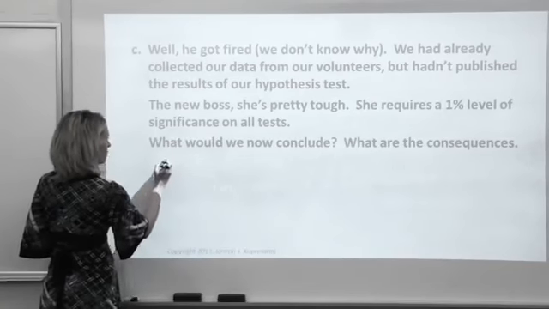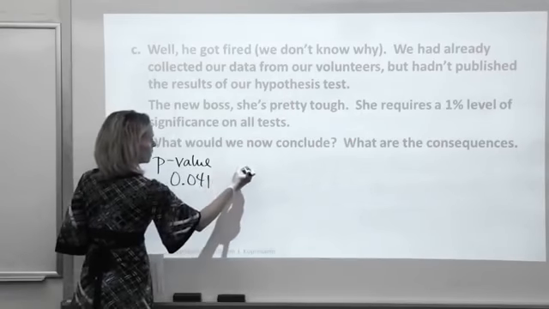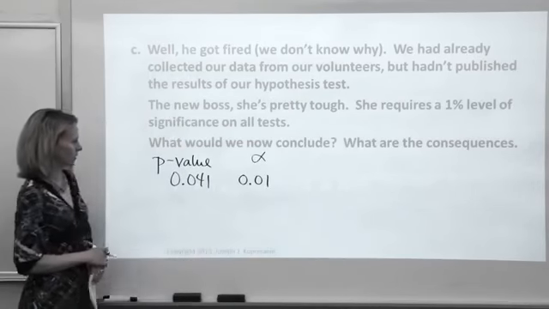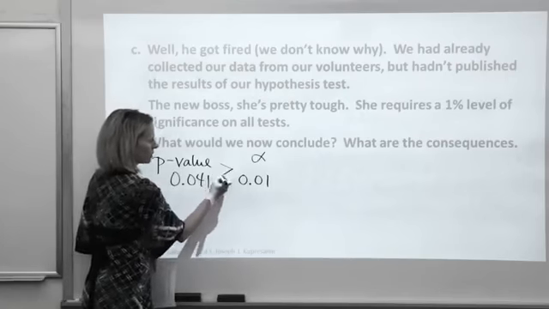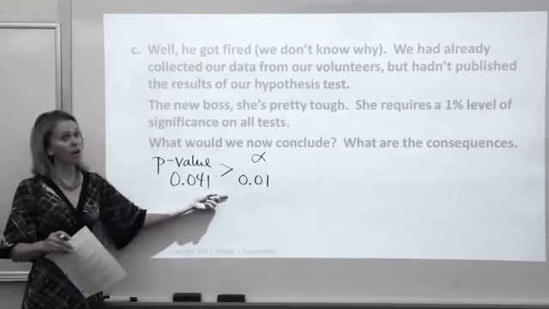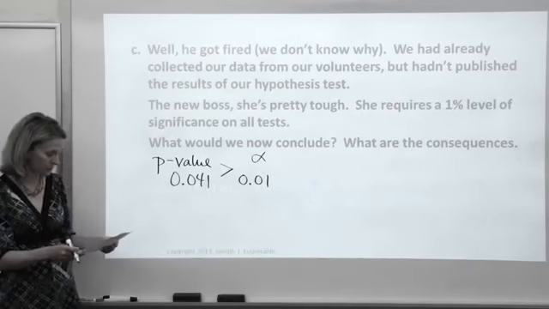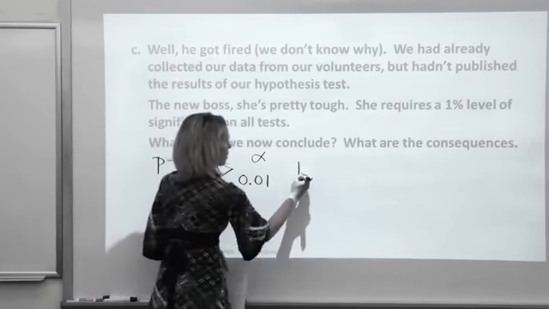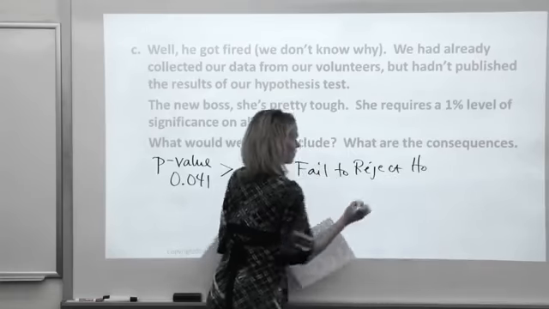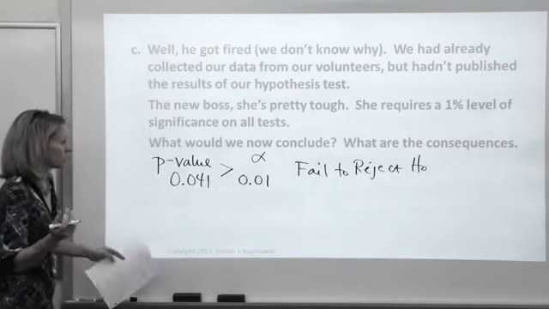Again, I'm going to compare that p-value to alpha. The p-value was 0.041. Alpha this time, she's more strict, is 0.01. This time our p-value is not smaller than alpha, right? So according to her stricter standards, our results were not unusual enough to say that we think that new treatment, that new ointment, is any better. So when your p-value is bigger than alpha, you fail to reject the null hypothesis. And we would not conclude that the new ointment's any better. We would not market this. We wouldn't send it to stores.